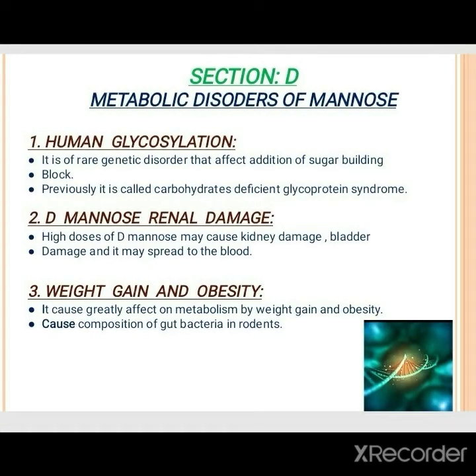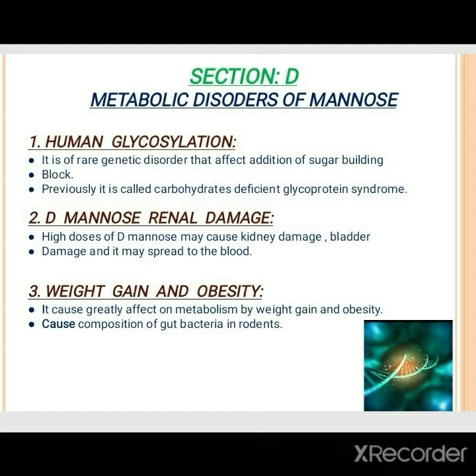Now move toward the metabolic disorders related to mannose. The first is congenital disorders of glycosylation. It is a group of disorders caused by the enzyme deficiency known as mannose phosphate isomerase. This enzyme causes the interconversion of fructose 6-phosphate into mannose 6-phosphate. In this variety, tissue protein or lipid is deficient. Its symptoms include poor growth and low muscle tone, etc.